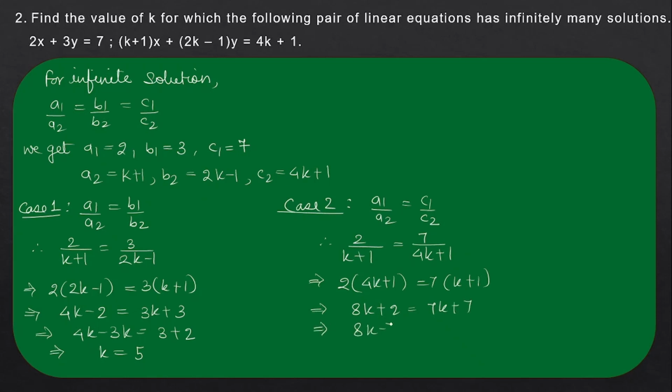Collect the k terms on one side and the constants on the other. Here also you can see we are getting k is equal to 5. So the value for which the following pair of linear equations will have infinite solutions is k is equal to 5. I hope this is understood.